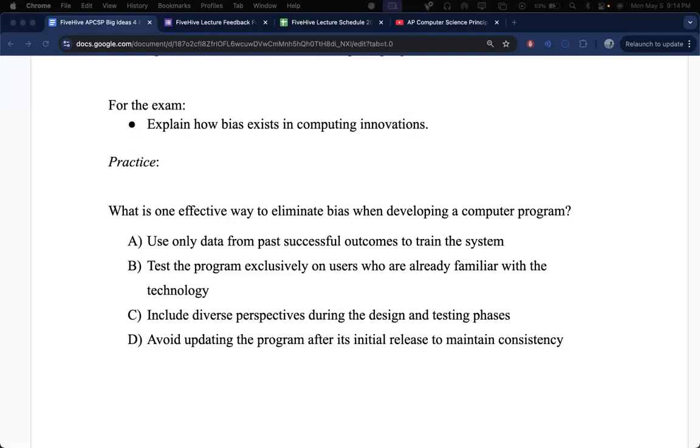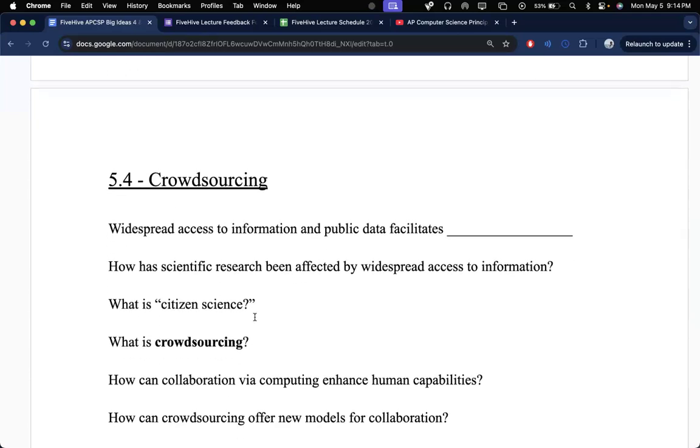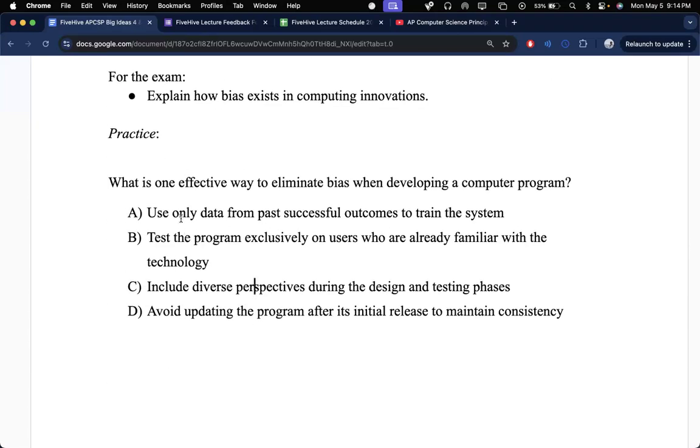Yeah, this is a pretty straightforward question. We just kind of answered that question, right? It's obviously going to be C, include diverse perspectives during the design and testing phase. All right, let's go. Why is it not A, use only data from past successful outcomes? Well, if we only use data that's been successful, then we're not incorporating any other kind of options that we could see, right, as far as outcomes.